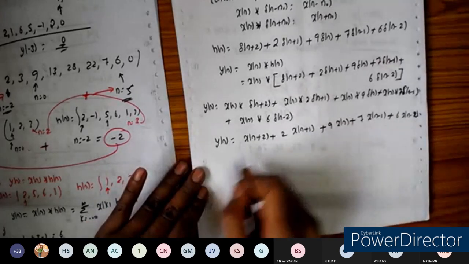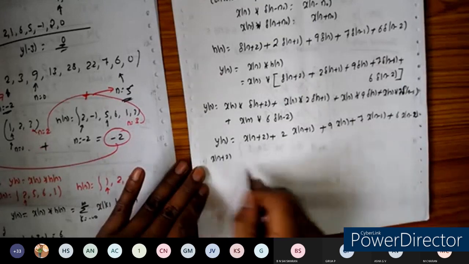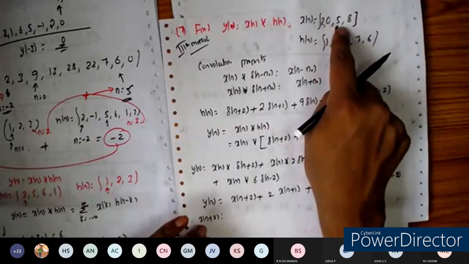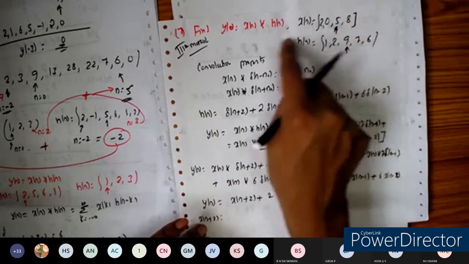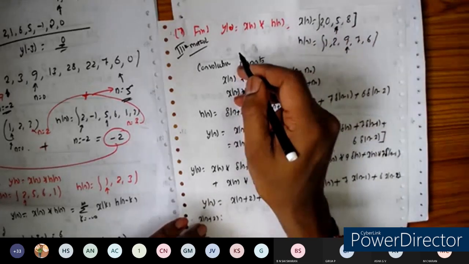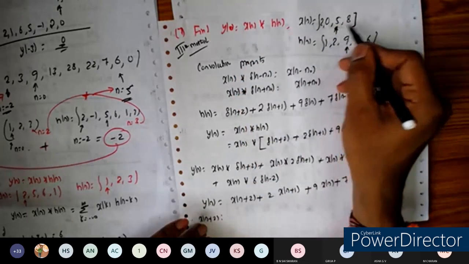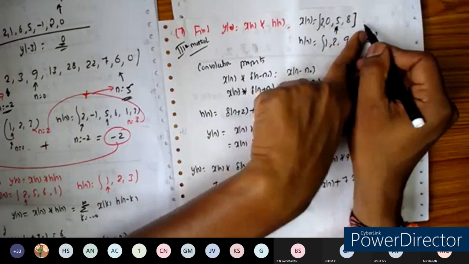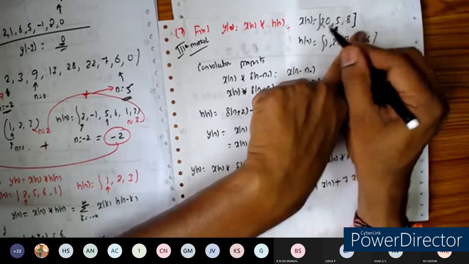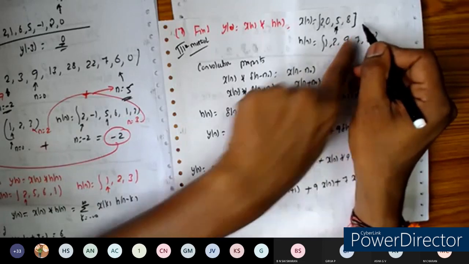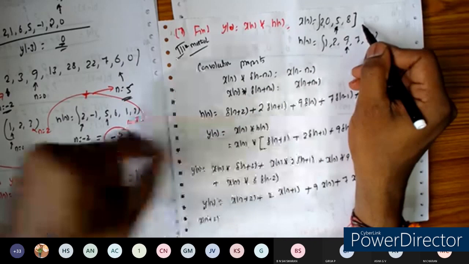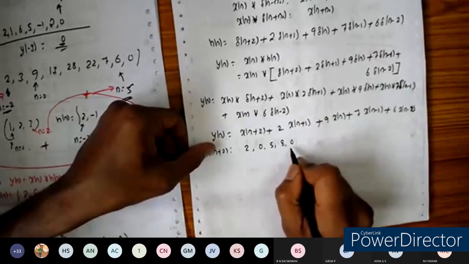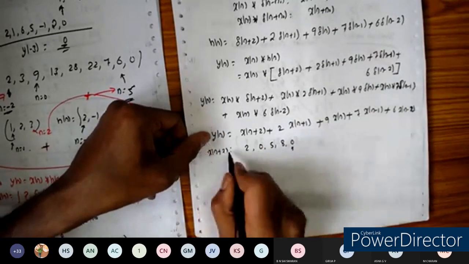Now let us first write the sequence x of n plus 2. Okay, so here the sequence we have is x of n. X of n plus 2 means the signal will be shifted towards the left side by 2 units. So these are n equal to 0. When it is shifted one time, this will become the origin here. When it is shifted another time, the 0 will become the origin here. Okay, so I'm going to write that one. So it is 2 comma 0 5 8 0. So this is the sequence called x of n plus 2.